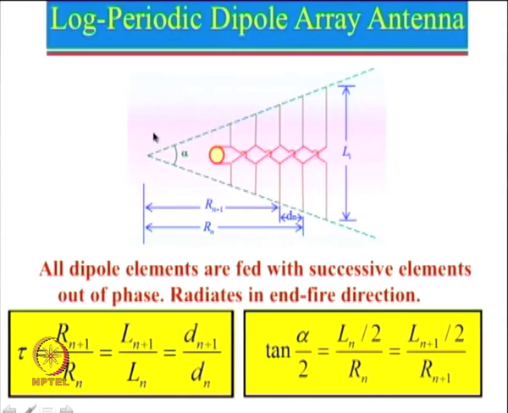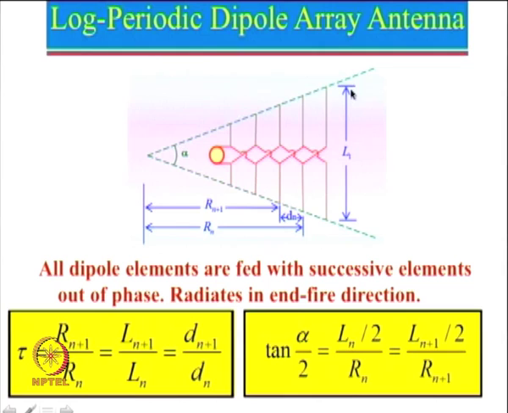So now from here we can define the angle. You can see this is an angle alpha. So the half angle, tan alpha by 2, will be given by this distance, which is nothing but Ln by 2, because that is the nth element, divided by this part here, which is Rn. Or if we take Ln plus 1, then this will be Rn plus 1. So now this is the ratio, which is known as the scaling factor. This is the ratio angle which is varying.